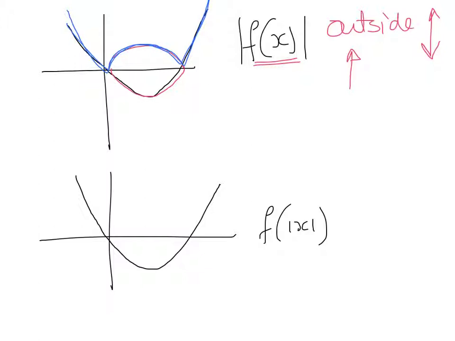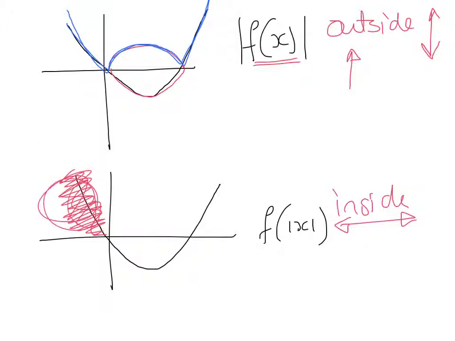Okay, next one. This is inside. That makes us think left and right, and it makes us think that it's going to do the opposite of what we think. Now, I don't know what we think, but it definitely does the opposite. So anything on the left-hand side of the graph is going to get completely rubbed out, totally ignored. And then anything on the right-hand side of the graph is going to get copied over, like that. So overall, in blue, this is the graph of f of mod x.